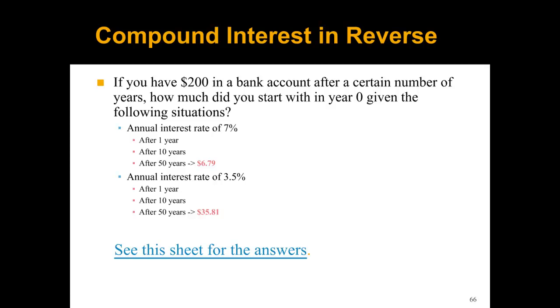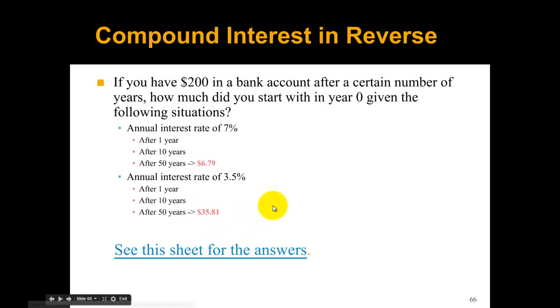If it was 3.5%, I'd have to put in that same account $35.81. And another thing to notice about interest is that it's not linear. All that means is that we can't just say that if I change my interest rate, I have to put in half of or double the amount. So you would think intuitively that if at a rate of 7% I only put in $6.79 today, maybe if I halve my rate to 3.5%, I'd only have to put in double that amount to get that $200 after 50 years. But that's not the case.